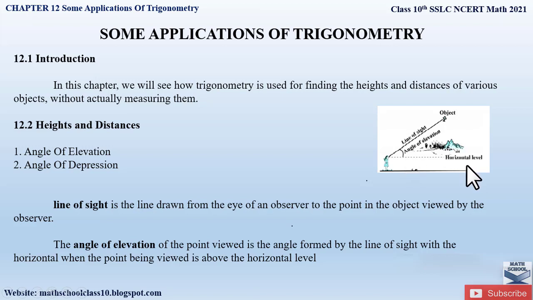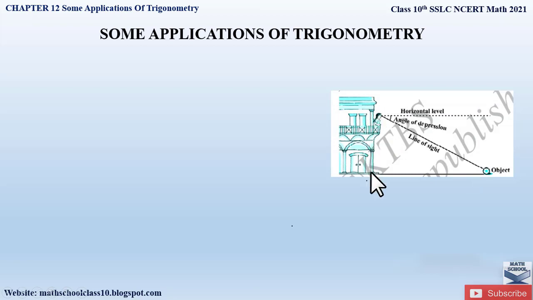Now let us see what is angle of depression. For that we will consider another picture with another example here. Now you can see a girl who is standing on a building balcony and viewing an object which is below her level. A horizontal line is drawn at the point where the girl is viewing the object, and a line of sight is drawn from the object to the eye of the observer. So this is called the line of sight. Now the angle formed between the horizontal level and the line of sight is called the angle of depression.